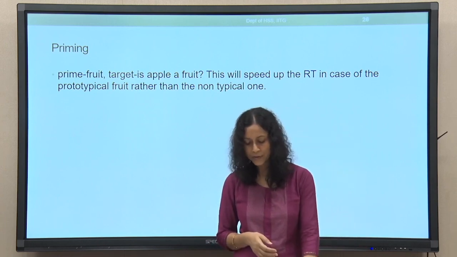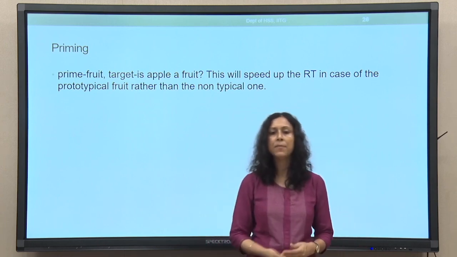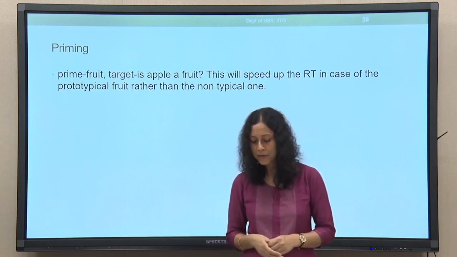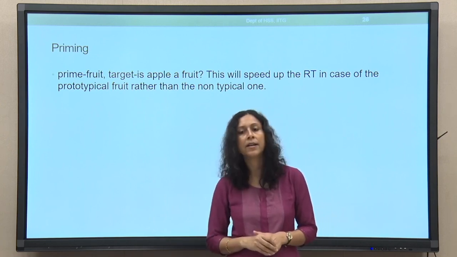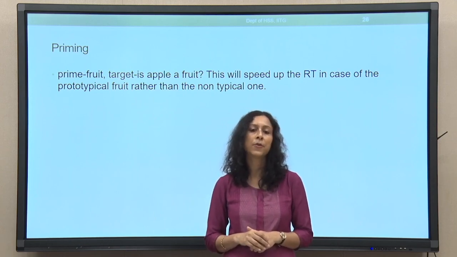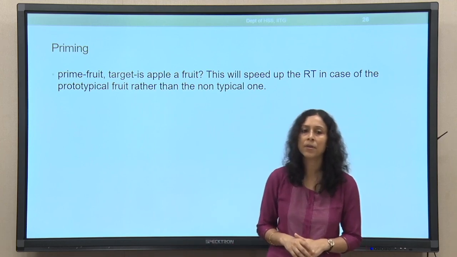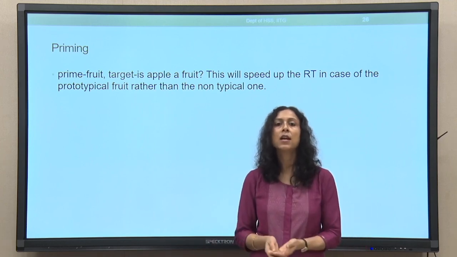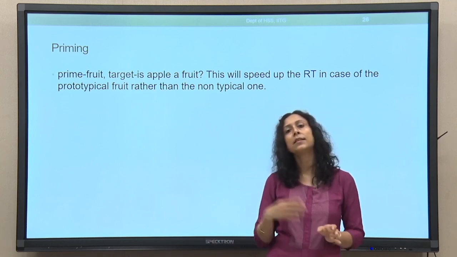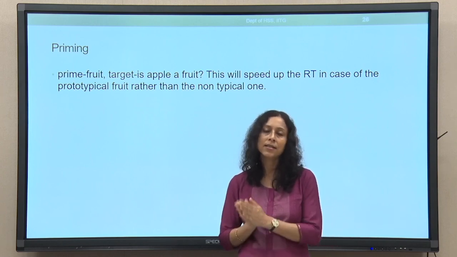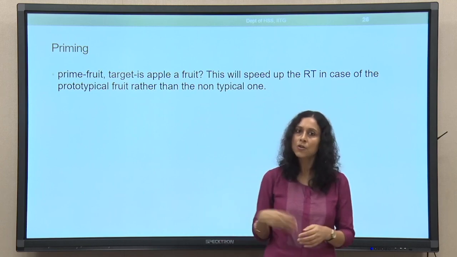This is the same kind of result we have already seen in the case of priming also. So, using the prime as fruit and the target as is apple a fruit, this will also speed up the reaction time in the case of the prototypical fruit rather than a non-typical one. So, with the same example, if we have fruit as the prime, and then is elephant apple a fruit, the subjects will take slightly longer to react.